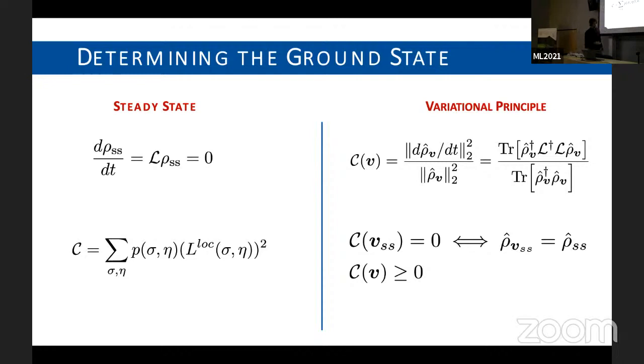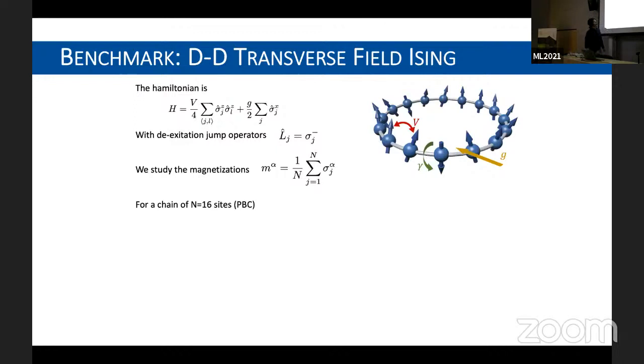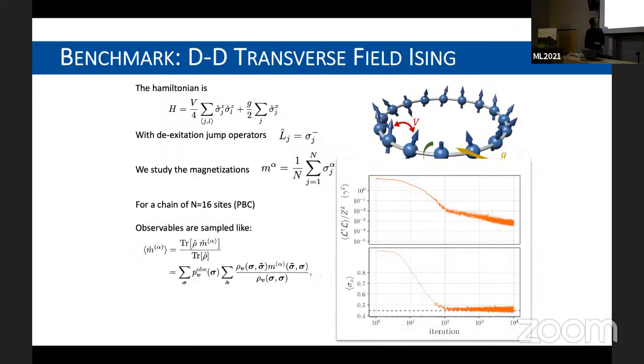So a few years ago, that's the last thing I'm going to flash, we studied this transverse field Ising model everyone studies all the time. But we added dissipation operators. So basically we say that every once in a while, one of those spins is de-excited, and we lose the excitation.